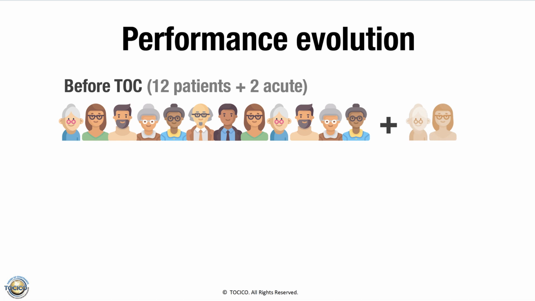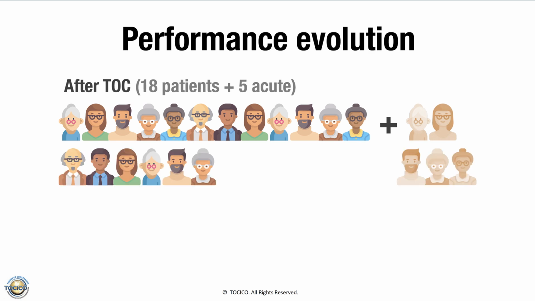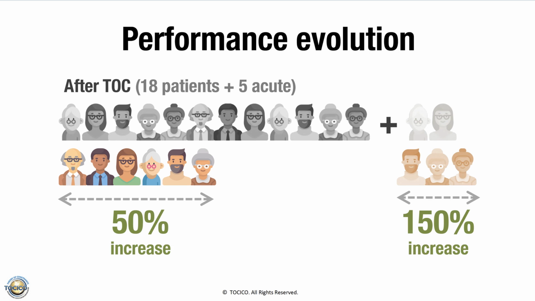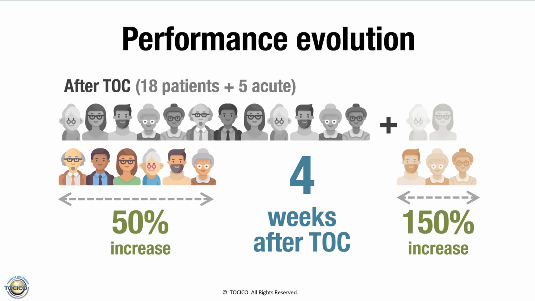it was great. Why? Because I started with 12 patients, then I was able to increase in the future for 18 patients plus 2 acute patients. It means I had a 50% increase in the number of regular appointments, and I also had a 150% increase in the number of acute patients. And it was only in 4 weeks. It was great to increase the number of patients.